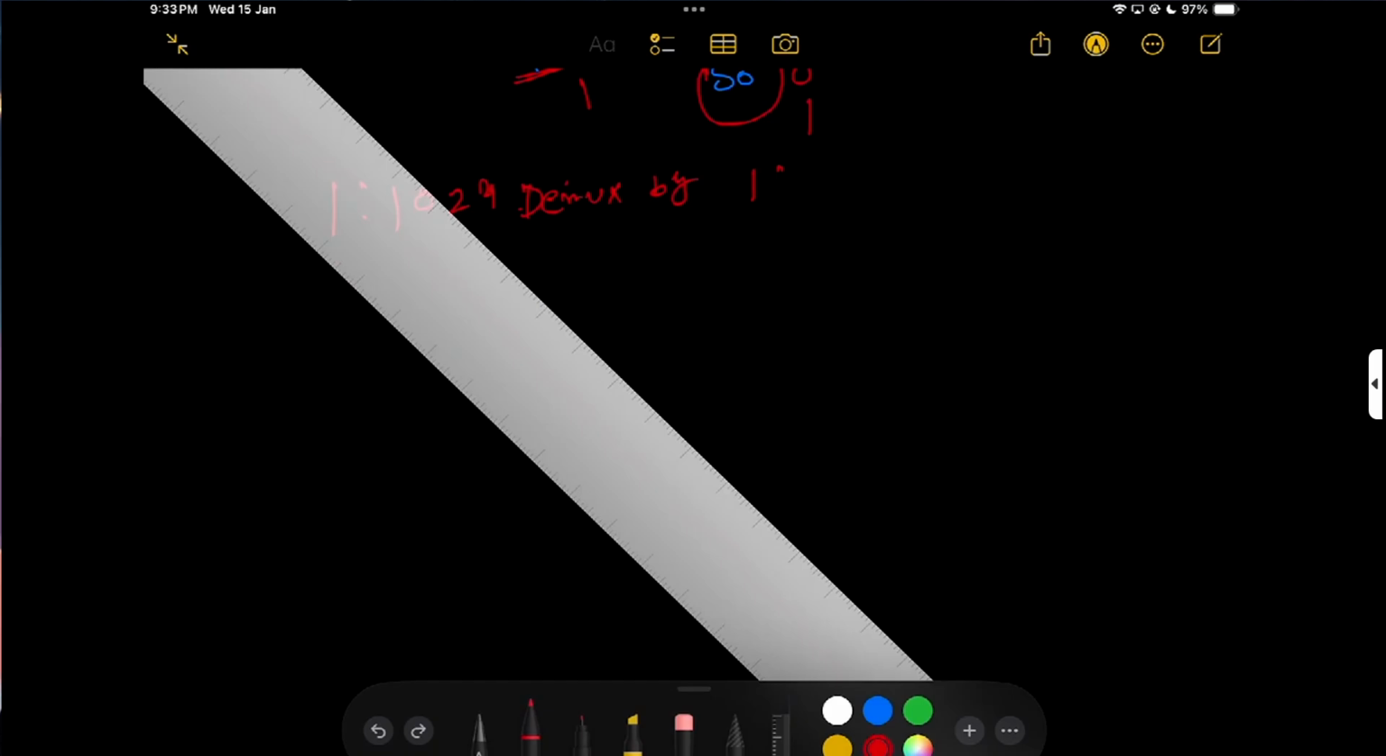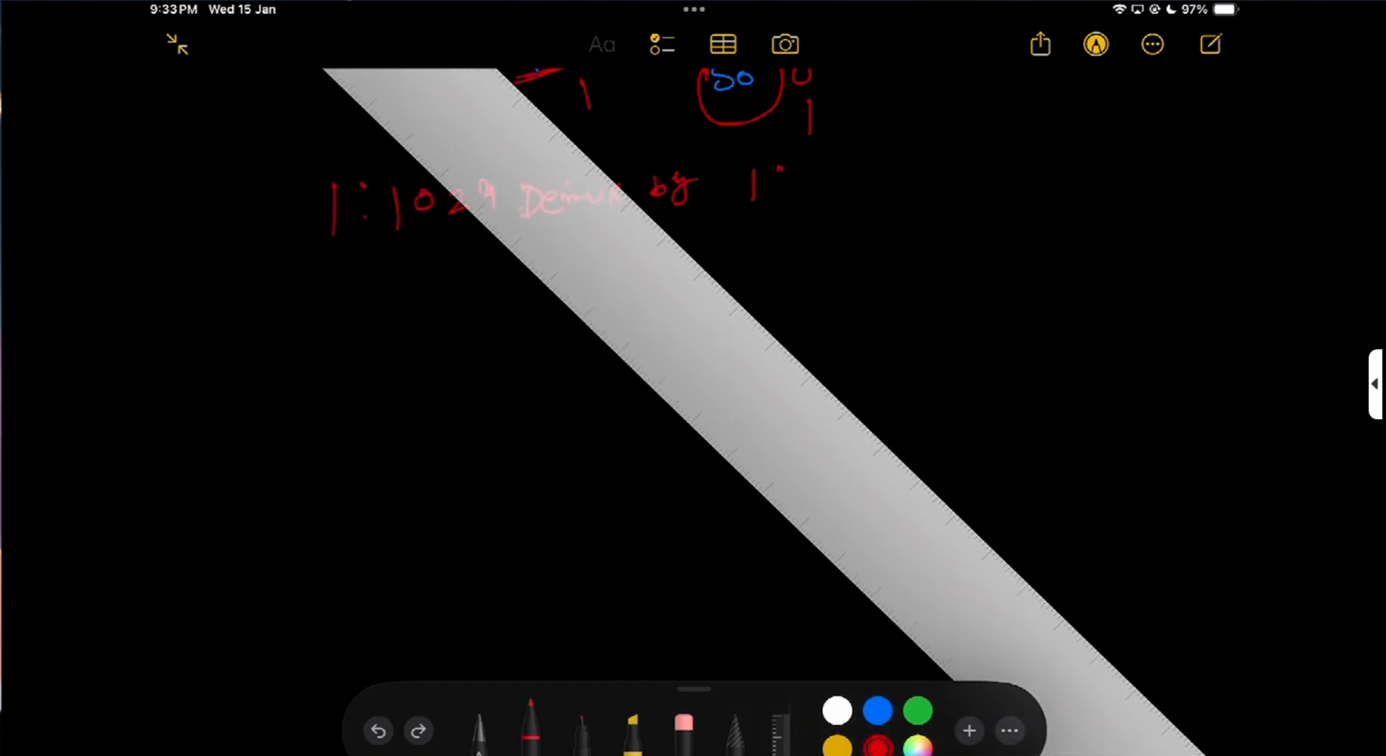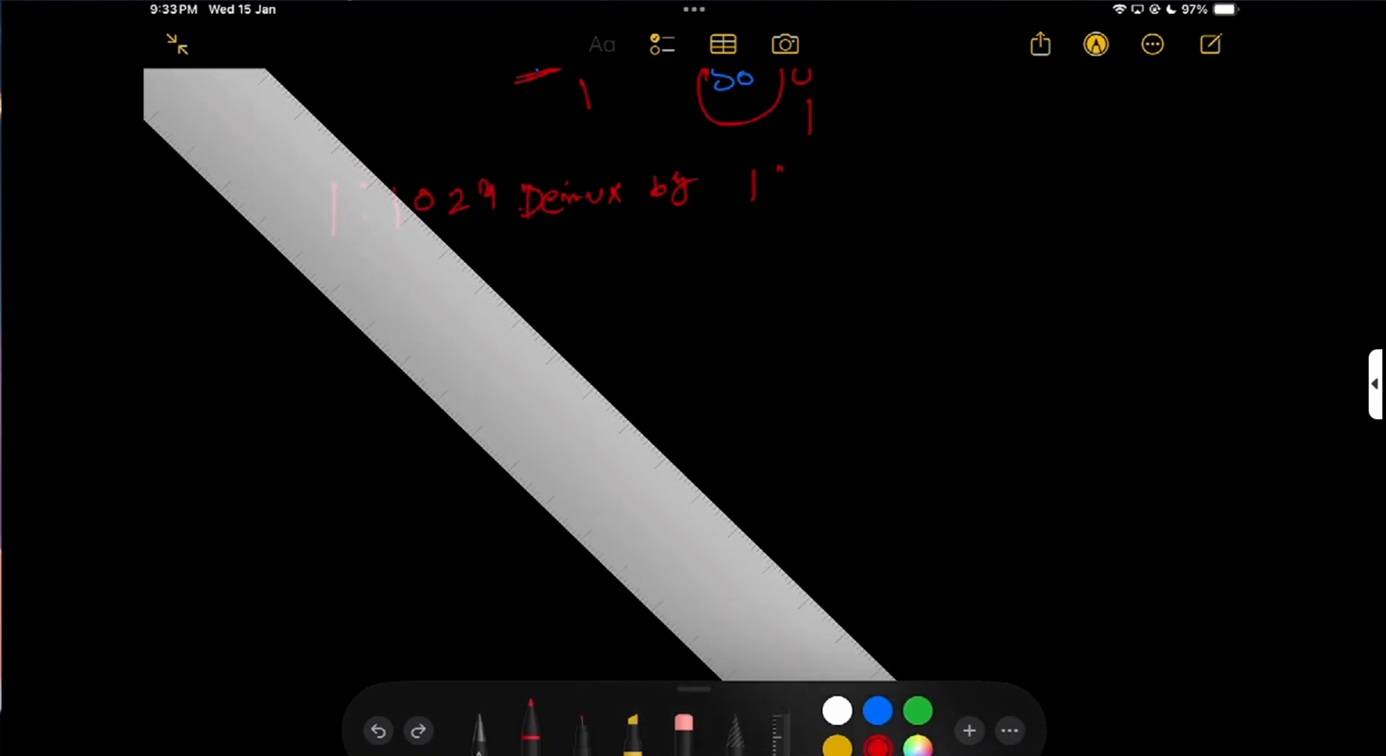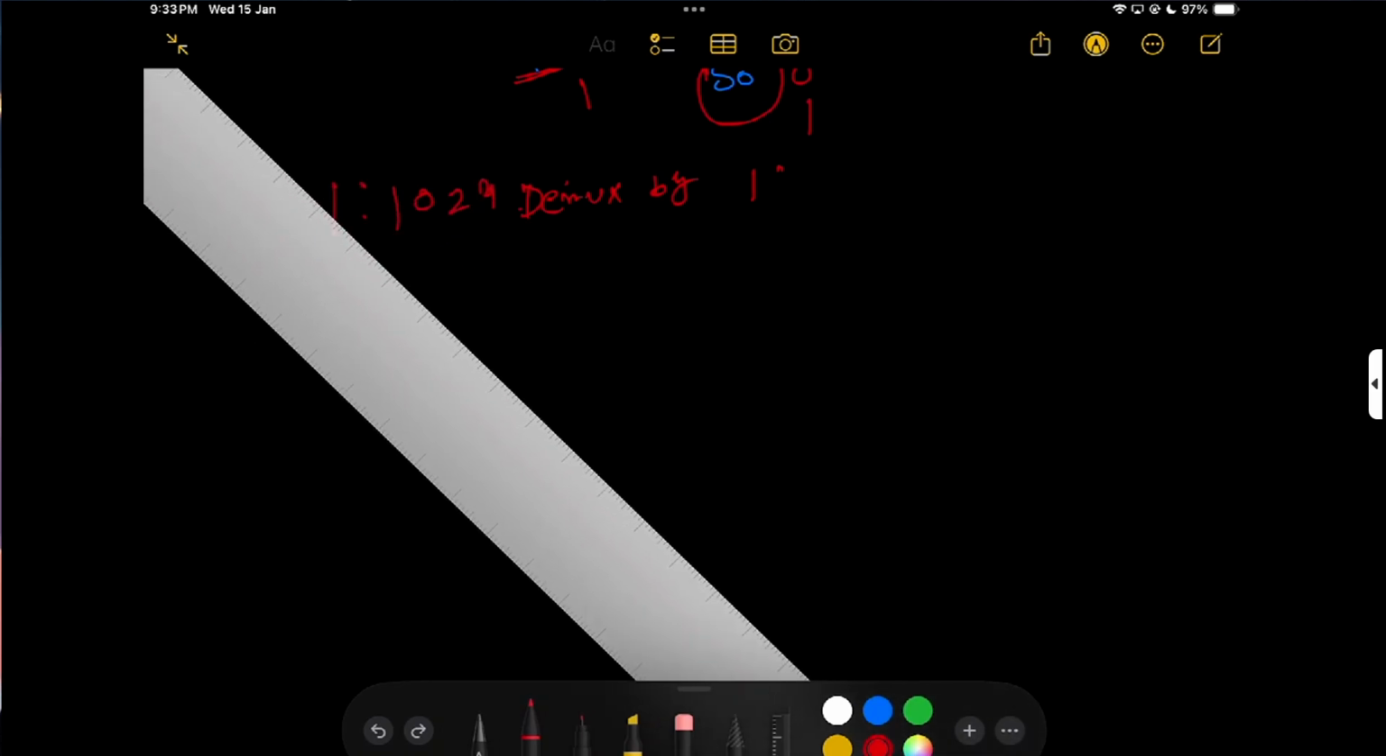I think, how do I remove this scale? Okay.